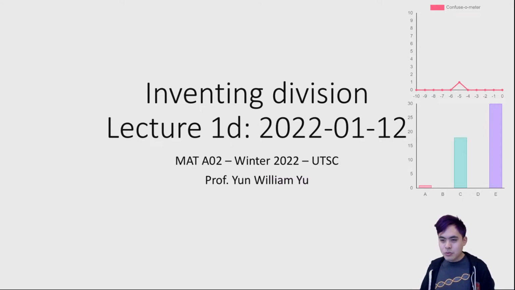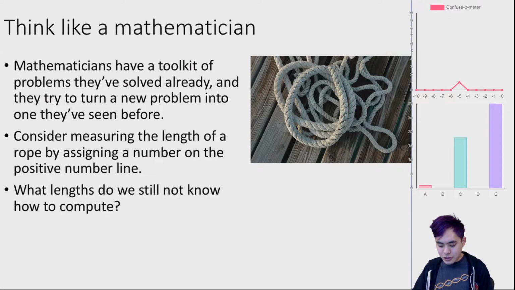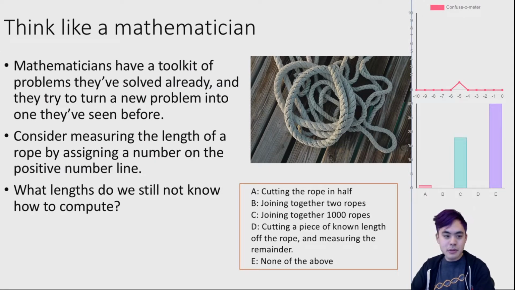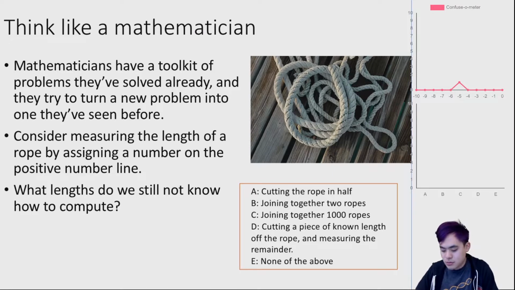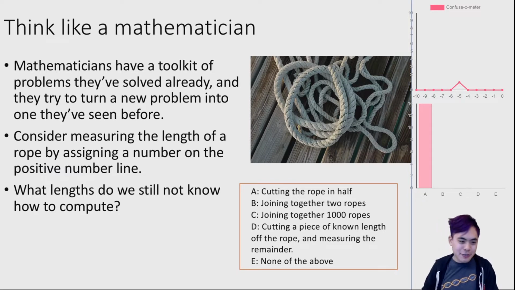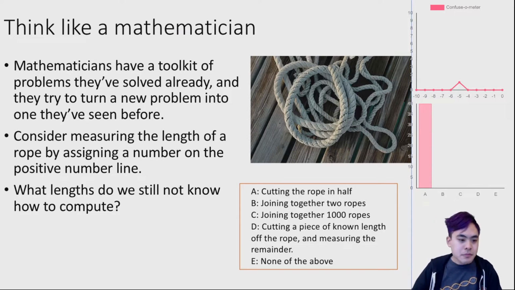So, well, now let's go back and think like a mathematician. This is going to be sort of a giveaway, but let's get started with something nice and easy. Which of these lengths do we not know how to compute yet? Okay, yep, so we don't know how to cut a rope in half. And that's what we're going to do in this part of the lecture. We're going to figure out how to cut things in half, or cut things into thirds. So that's going to be the goal.